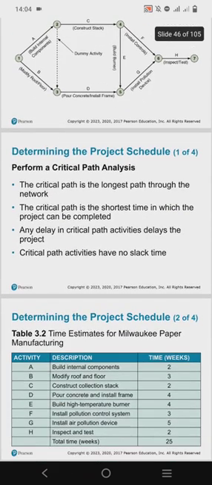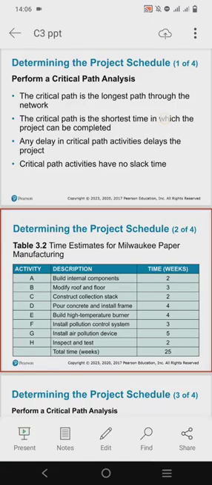So, determining the project schedule. So performing a critical path analysis. The critical path is the longest path through the network, and the critical path is the shortest time in which the project can be completed. So any delay in the critical path activities delays the project itself. The critical path activities have no slack time. So determining the project schedule. This table shows the time estimates for Milwaukee Paper Manufacturer, and you can see the activities are labeled with letters, and then these activities are described, and the time scheduling for each of these activities is given on the right side of the column.